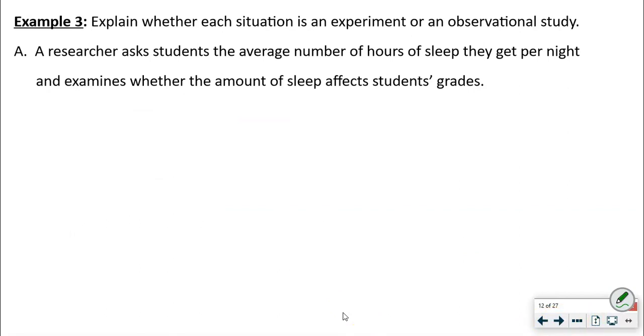So the first one says, explain whether each situation is an experiment or an observational study. A researcher asks students the average number of hours of sleep they get per night and examines whether the amount of sleep affects the students' grades. So first of all, you notice this word asks. So the researcher asks the students and does what else? Examines whether the amount of sleep affects the students' grades.